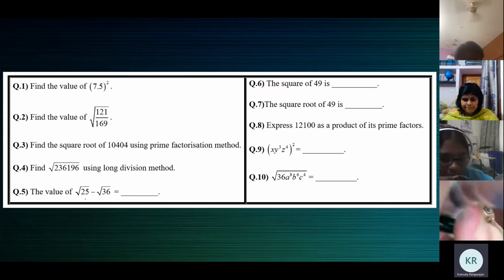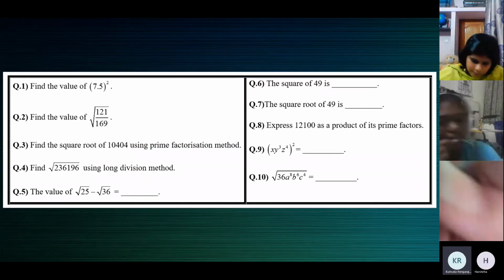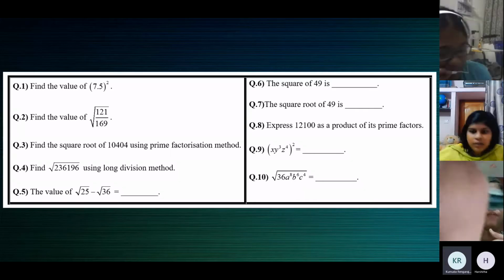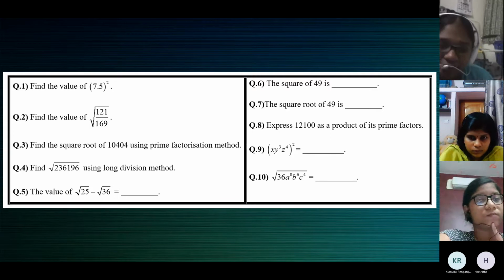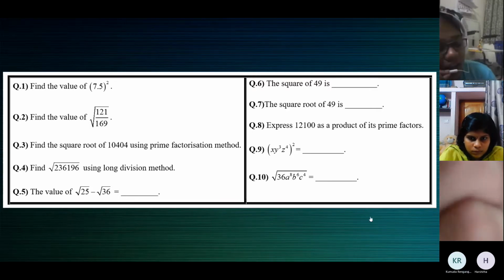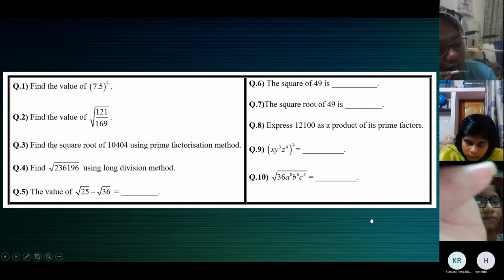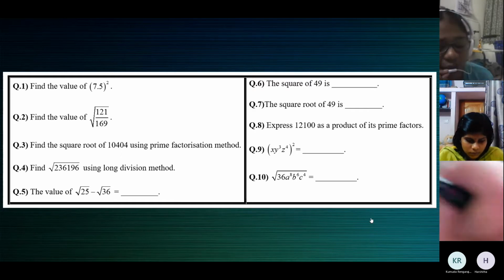So the square root of 10404 is what, children? 102. 102, ma'am. Yeah. Okay. And then now what's the answer for the fourth one? The square root of 23,61,196 is 486.